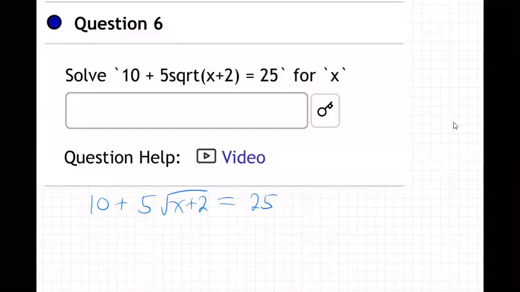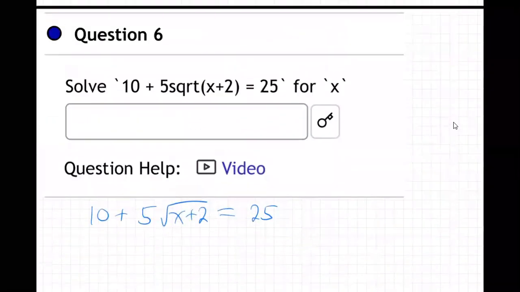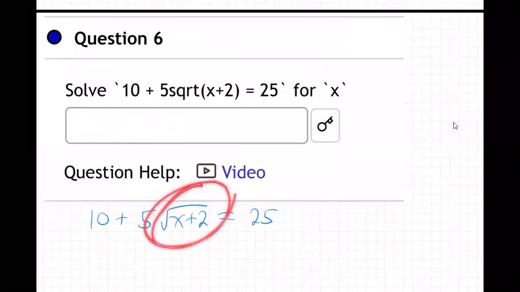Okay, so here's the equation we're trying to solve. And notice we've got a square root. How do we solve an equation in which we have a square root in the problem? What do we do about that?